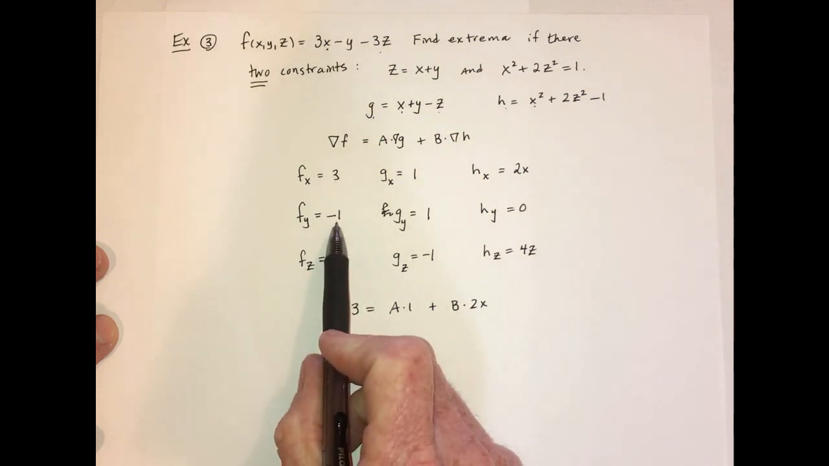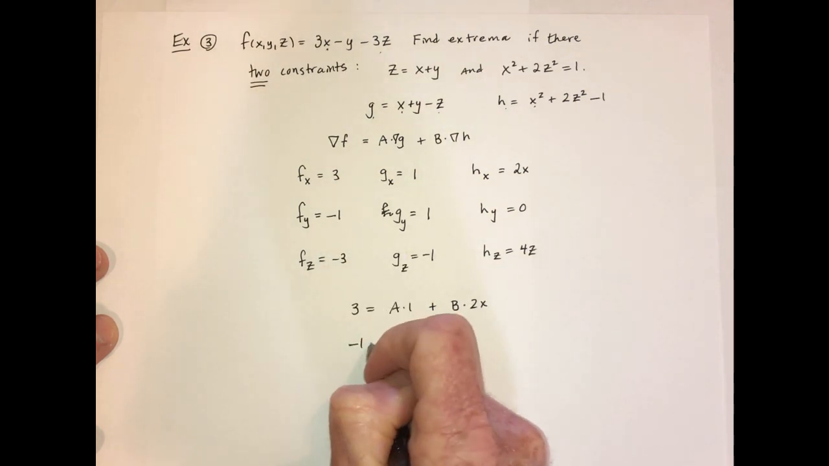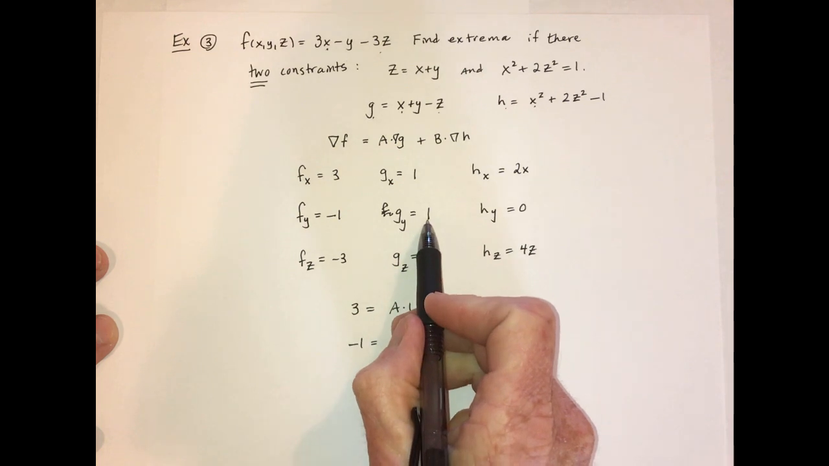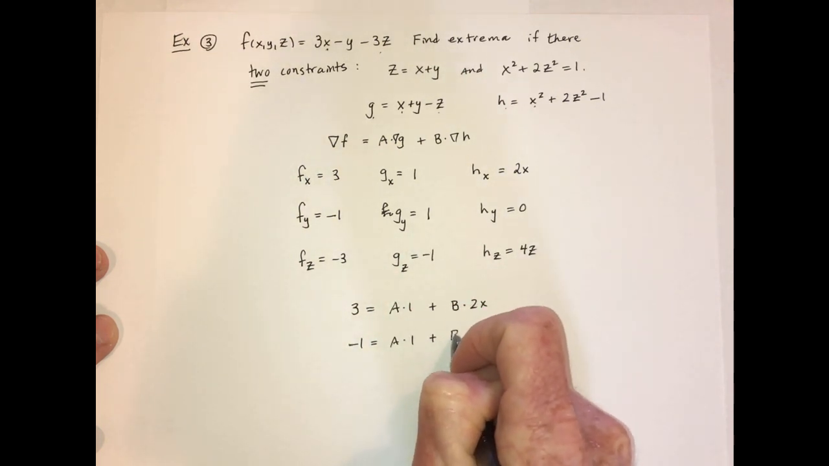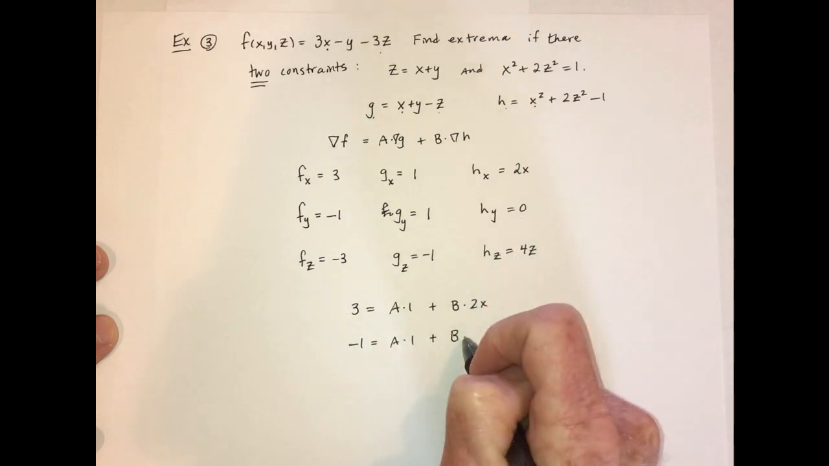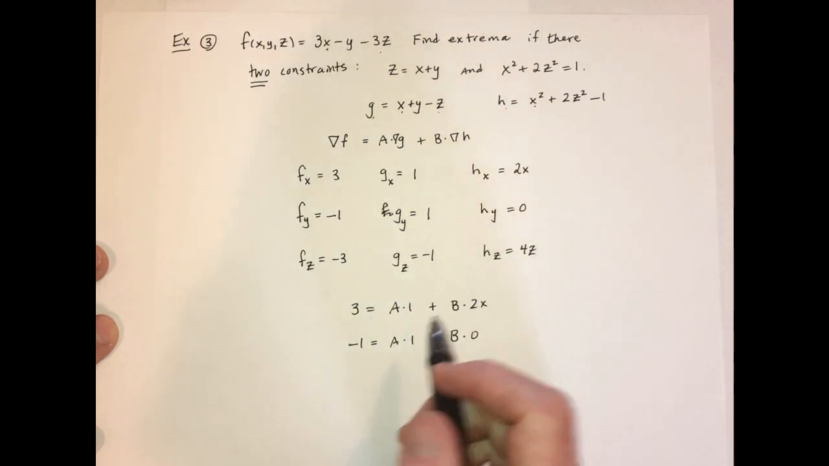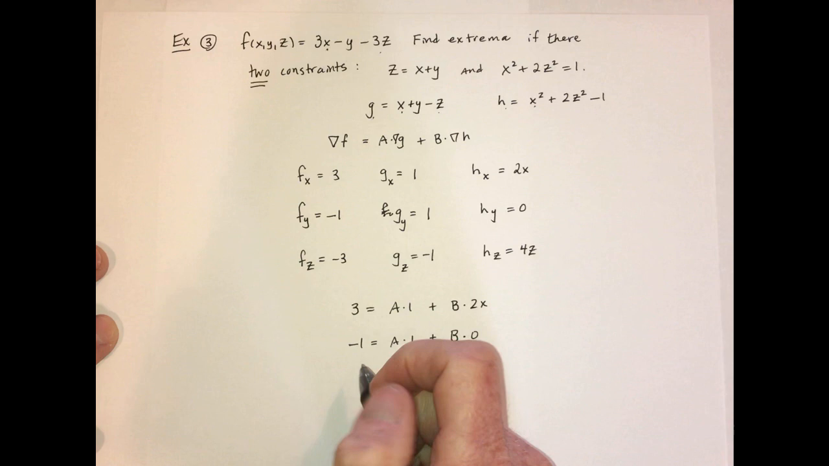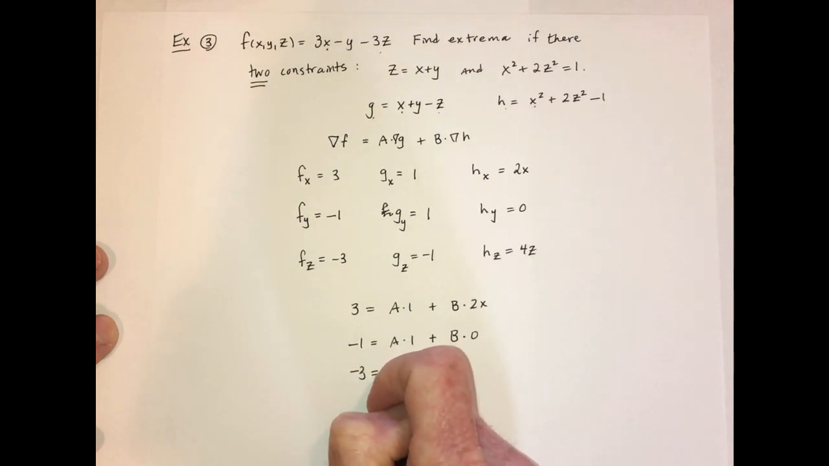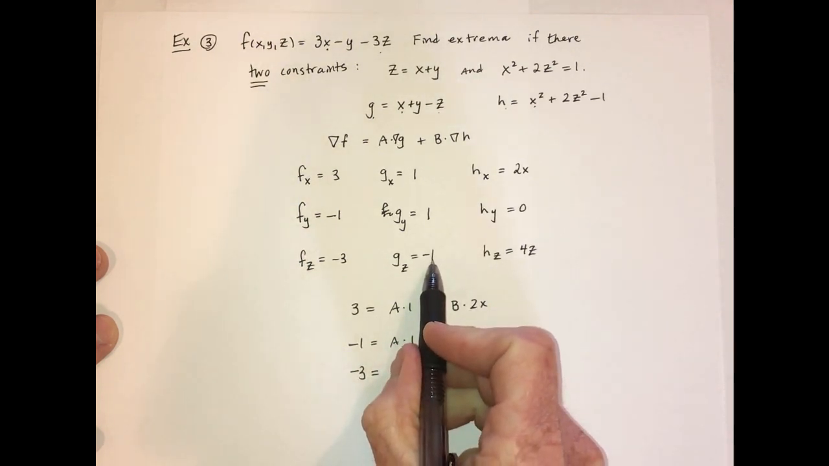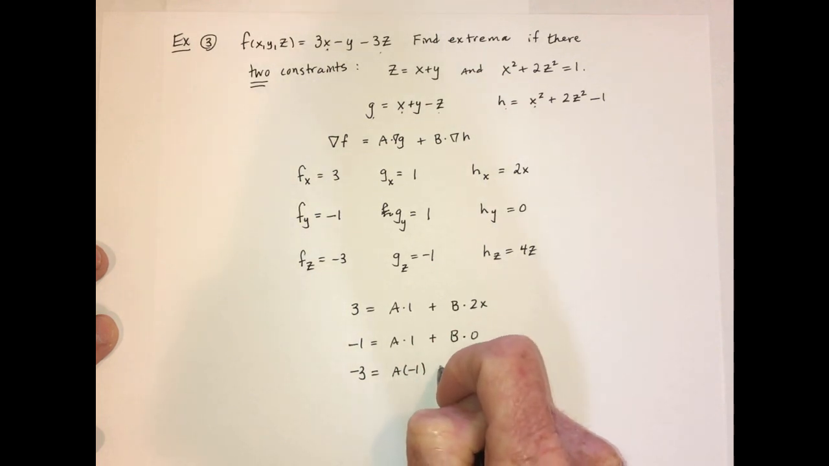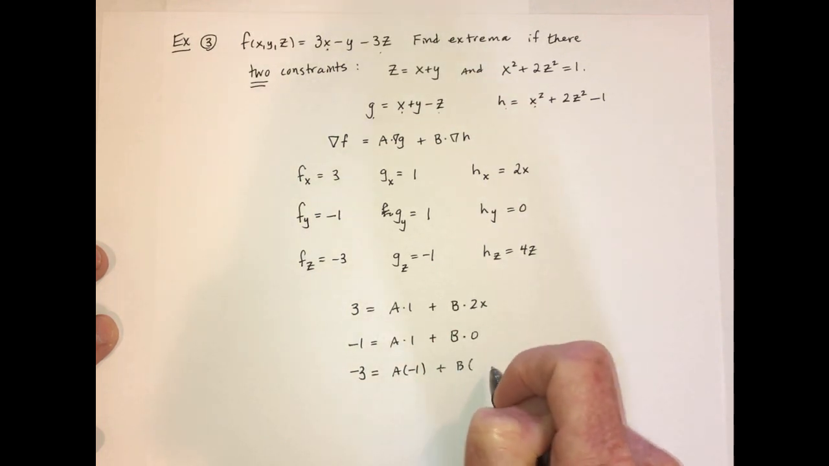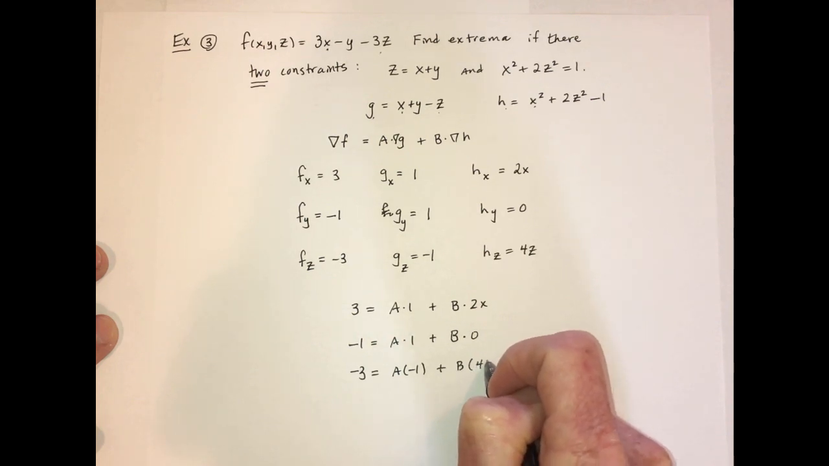This equation is going to say negative 1 equals a times 1 plus b times this one. And this equation is going to say negative 3 equals a times this one plus b times 4z.